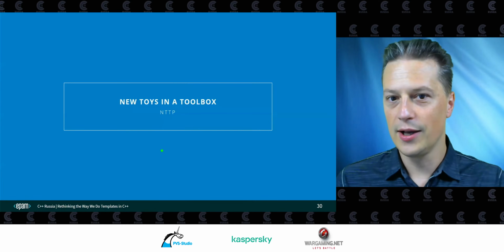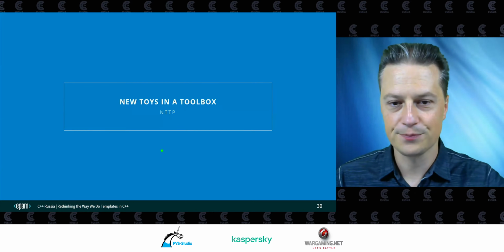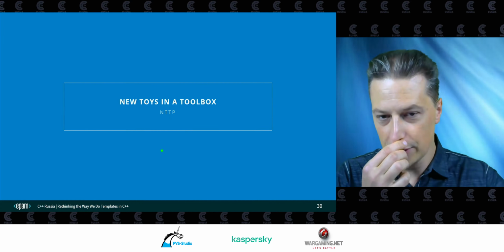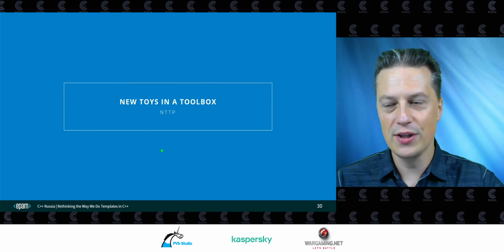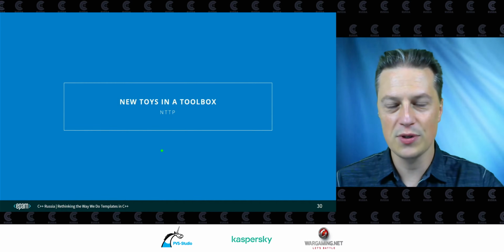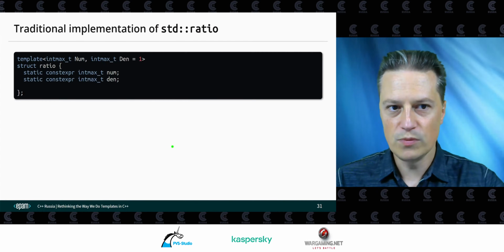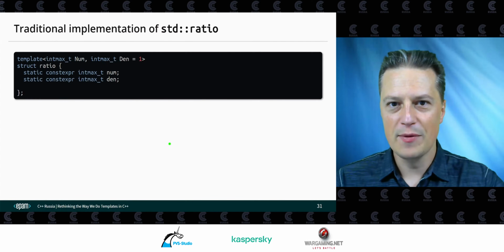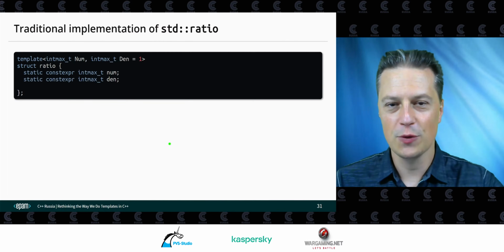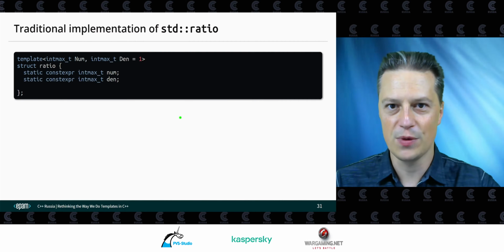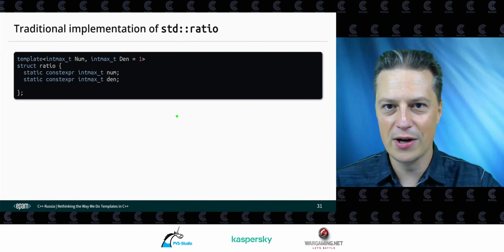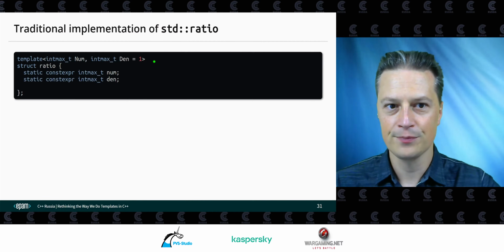So, new toys in a toolbox. This is the next chapter, where we will be talking about new C++20 tools that we got, and we'll start with so-called non-type template parameters. You are probably familiar with std::ratio, right? It was introduced by Walter Brown and Howard Hinnant when the Chrono library was provided in C++11.